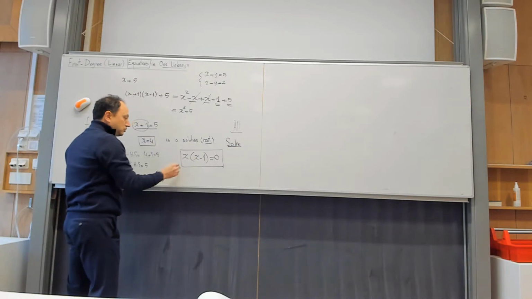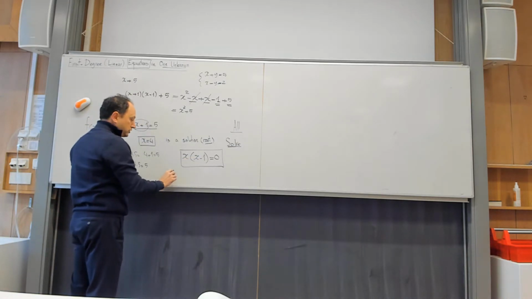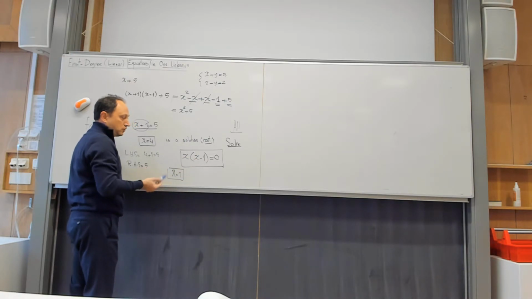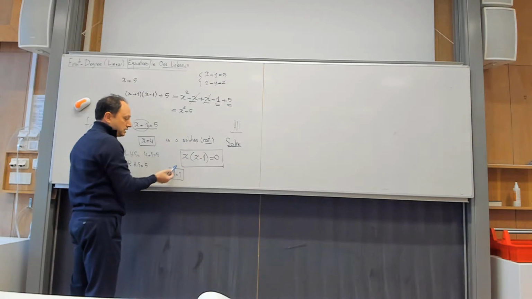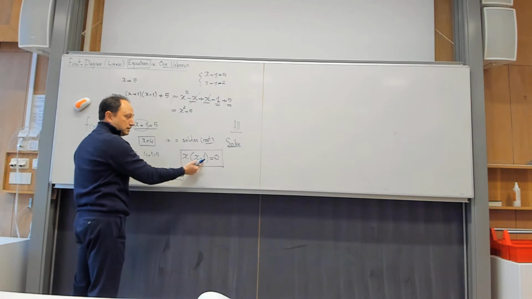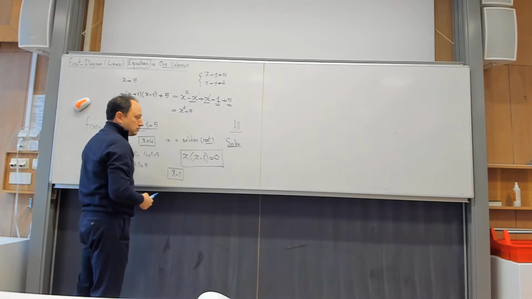For example, I don't think it is hard for you to see that x equals 1 is a root for this equation. Why is that? Because if I replace x with 1, the left-hand side becomes 1 times 1 minus 1, which is 0, and that is equal to the right-hand side.